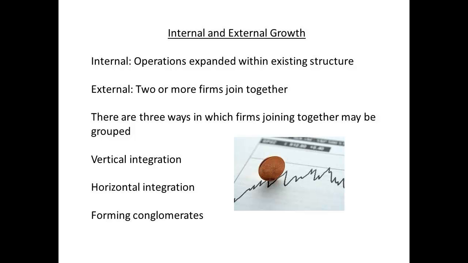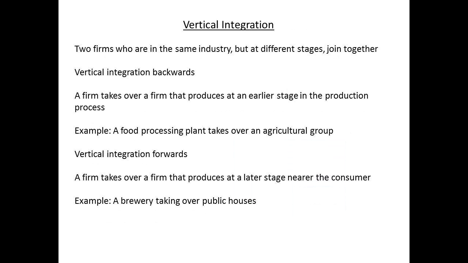There are various ways in which a firm can expand, but they fall into one of two types. Either a business expands internally, or a business expands by joining with other firms. Joining with other firms can be through a merger or a takeover. The takeover of a firm that is involved in the same industry but at a different stage of production is referred to as vertical integration.